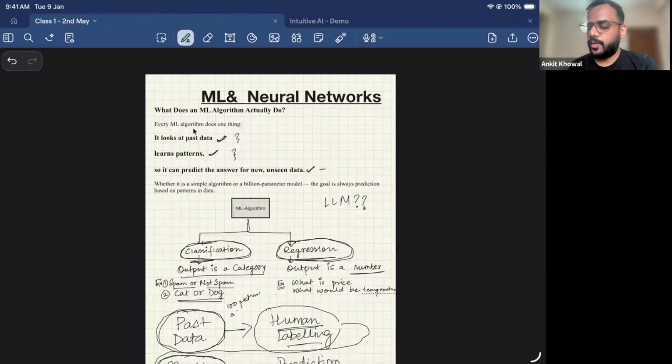Okay, I'll take that as a no, but I have one question for you. In the last class, we learned about LLMs, right? So can you tell whether it's a classification algorithm or a regression algorithm? Anybody, you can take a wild guess. It's okay to be wrong.